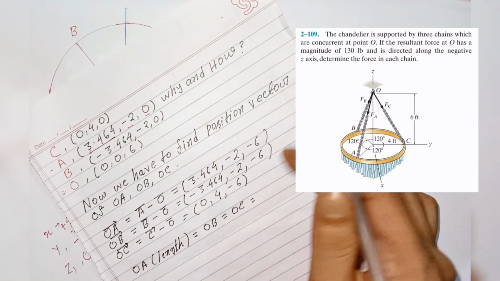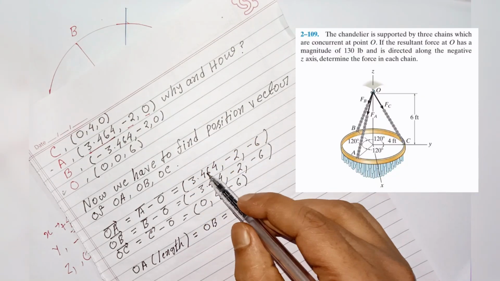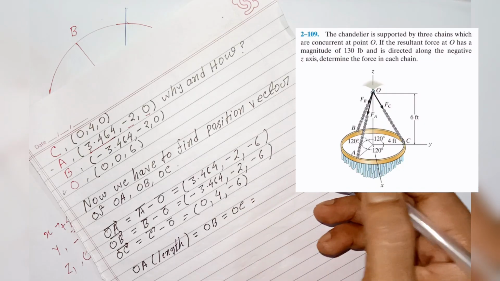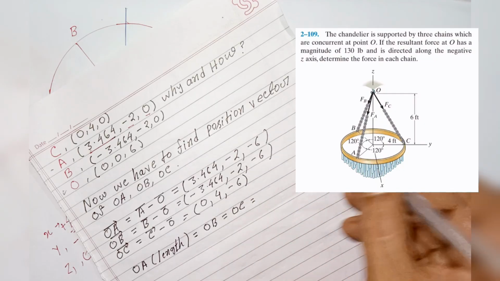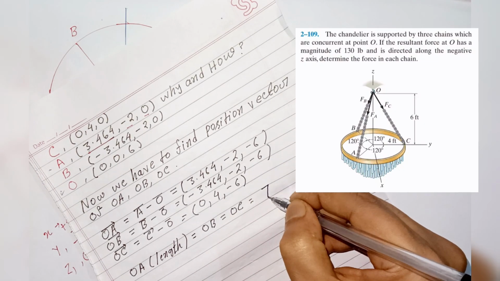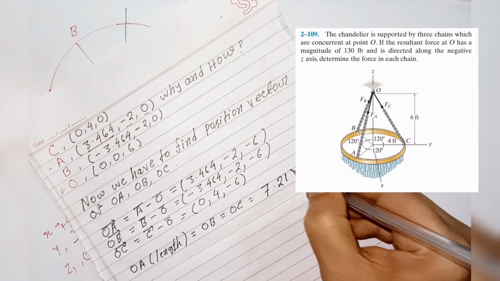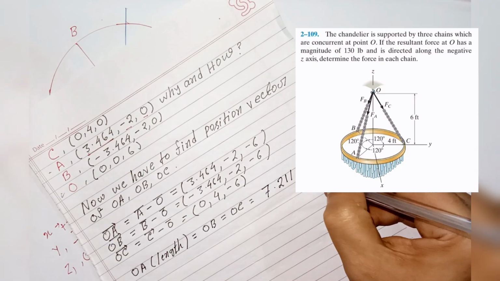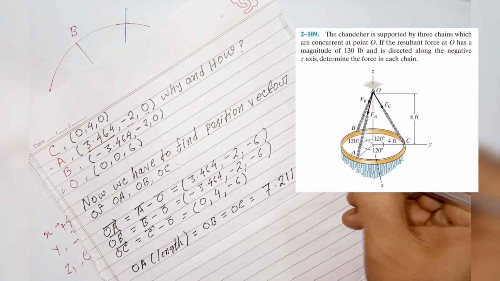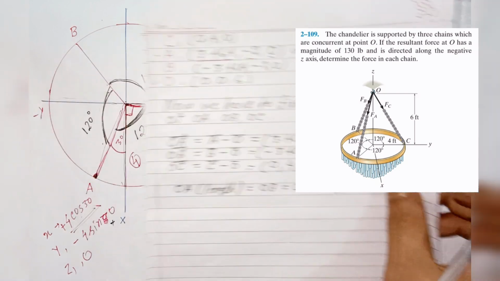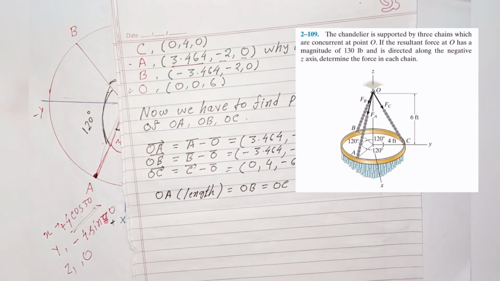Length formula: just coefficient squared. If i cap, j cap, k cap coefficients or coordinates are available, then square the coordinates, sum them, and take the square root. Finally the answer pops up: 7.211. Which answer? The length of each chain, not the question's final answer. Okay.